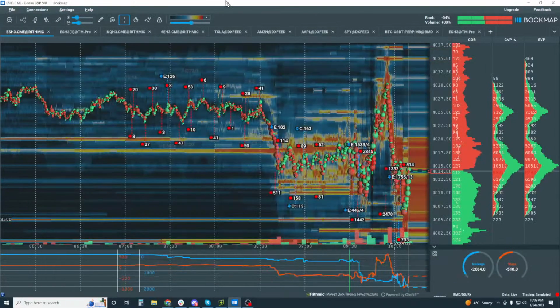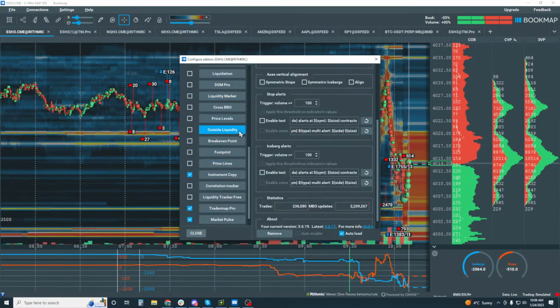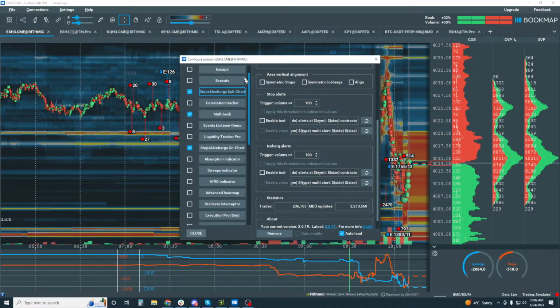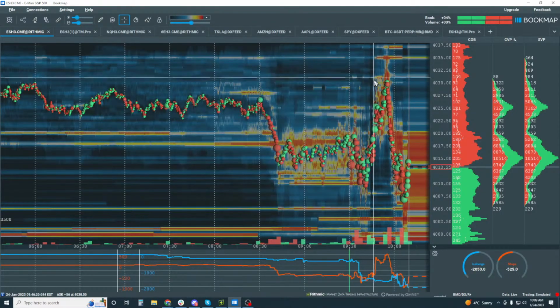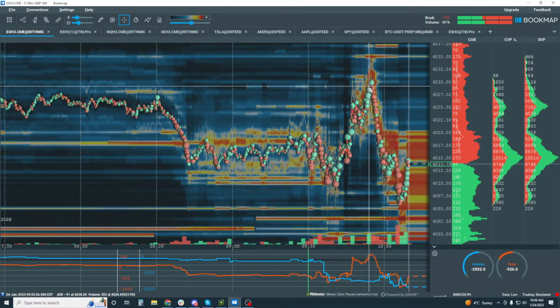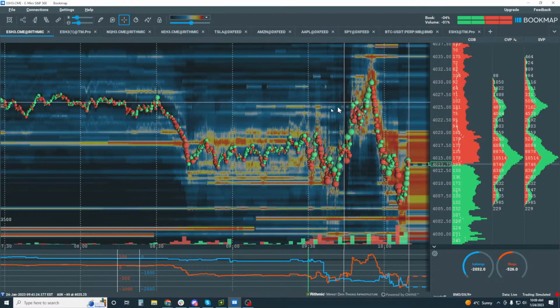All right, so let's jump in, and we'll go over what we see right now, and simplify it here. Let me take the stops and icebergs off the chart for the moment. Okay, that's the sub chart. Here it is on chart. All right, and just go through what we see for right now. It's not much, to be honest.